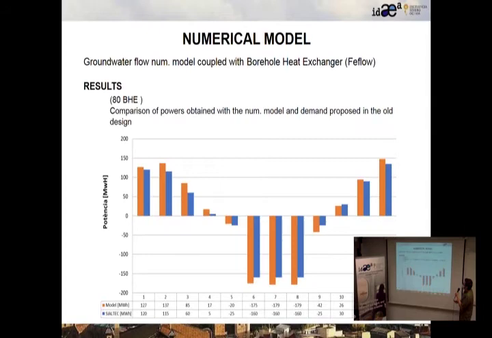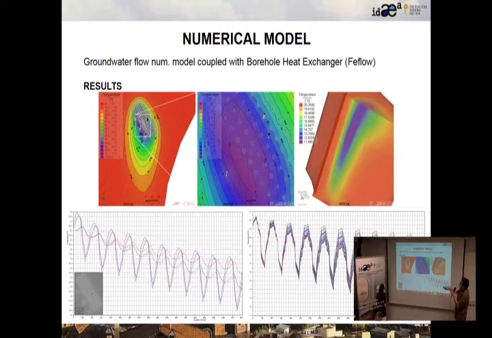Looking at the efficiency of this geothermal system, if taking into account the groundwater, we can see for each cycle the efficiency is increasing with the initial design, which is in blue. So the power that we can extract from the subsurface is increasing if we take into account the groundwater flux. But at the same time, as we can see here, the thermal plume is a main issue that we have to address when we design this kind of system.